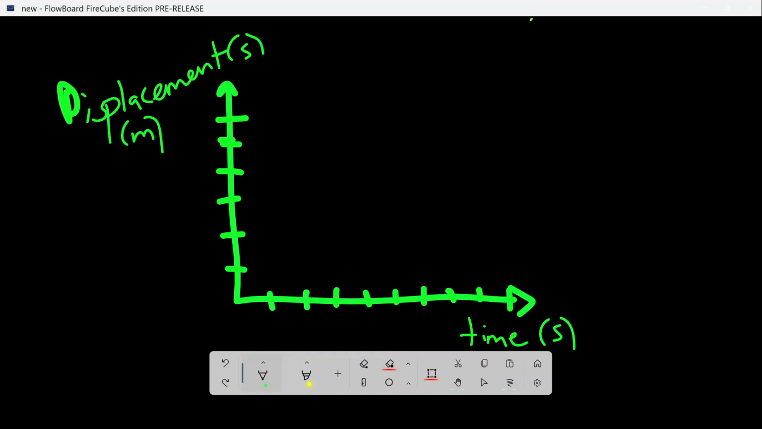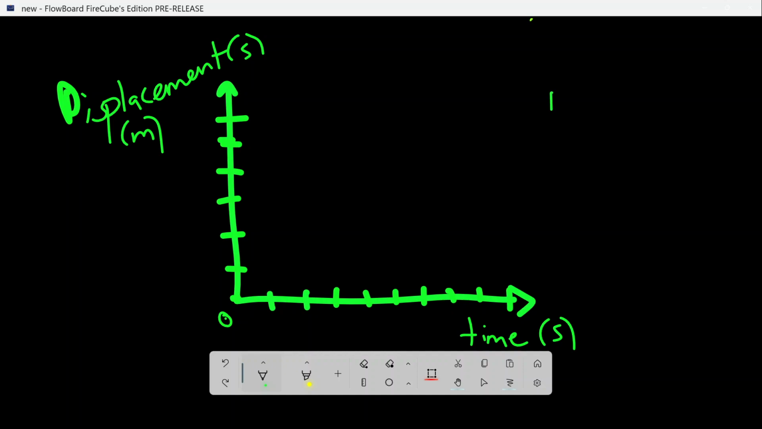So we have a time axis on the x-axis. That's the x-axis right there. And then on the y-axis it's displacement. So let's have an example just to see exactly how this would work. Maybe let's start out with someone at 0. So 0 time and 0 displacement.